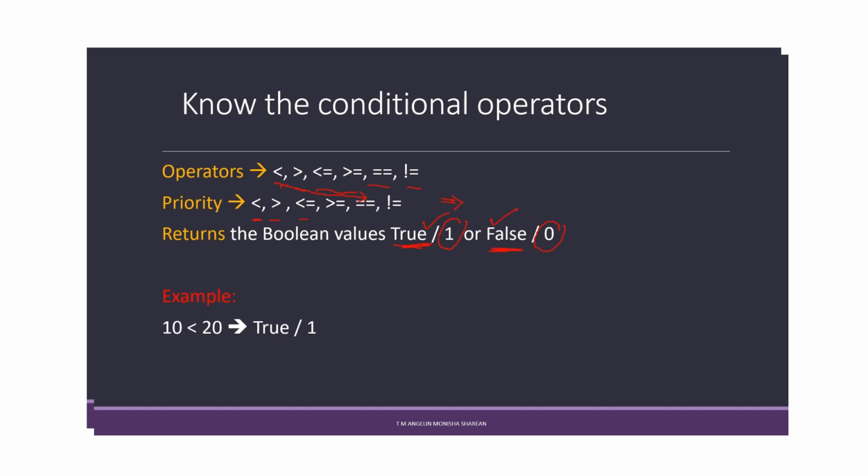We can see simple examples so that you can have a better understanding. Now let us come to this conditional statement, that is 10 is less than 20. This expression is a true expression. So it returns the value true or 1, depending upon the programming language we are using.